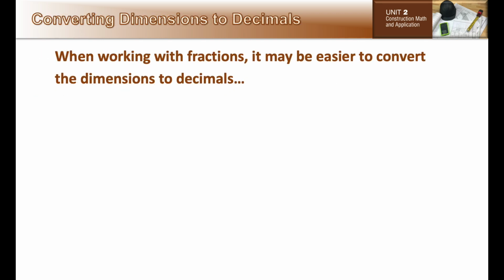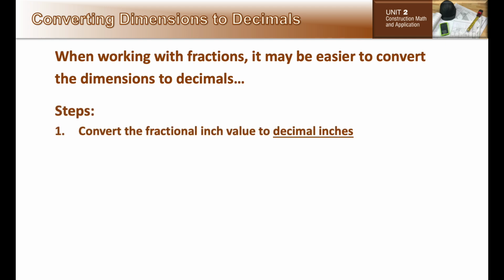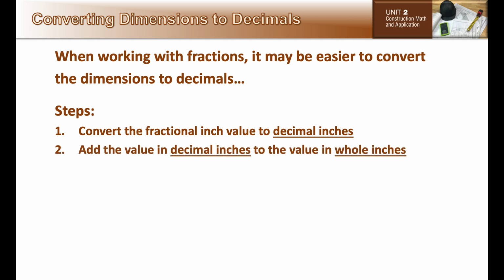When working with fractions, it may be easier to convert the dimensions to decimals. First, convert the fractional inch value to decimal inches. Then add the value in decimal inches to the value in whole inches.